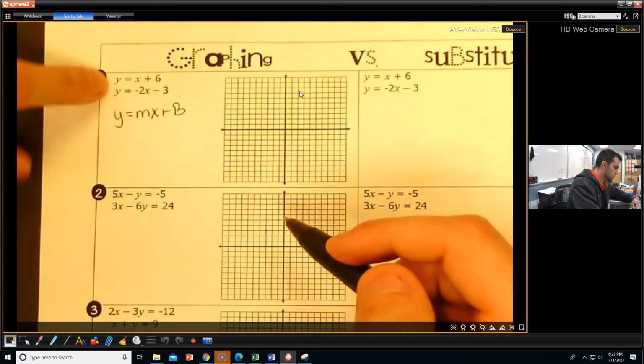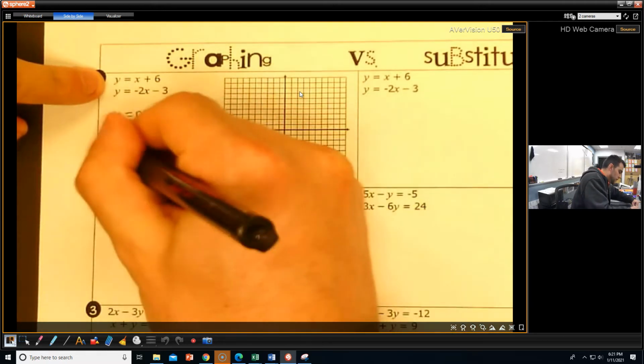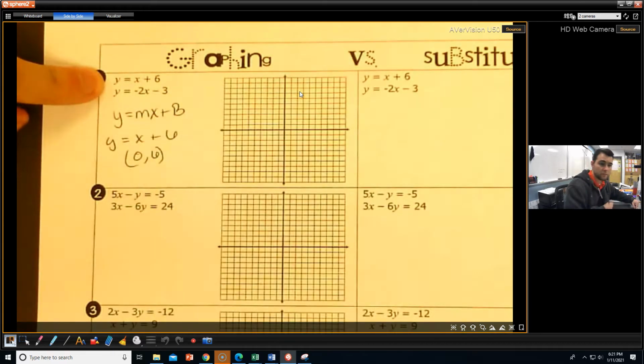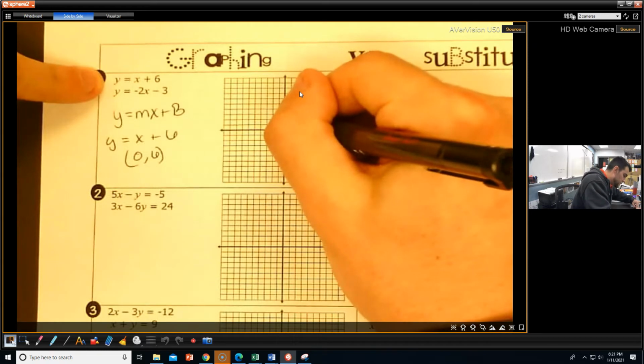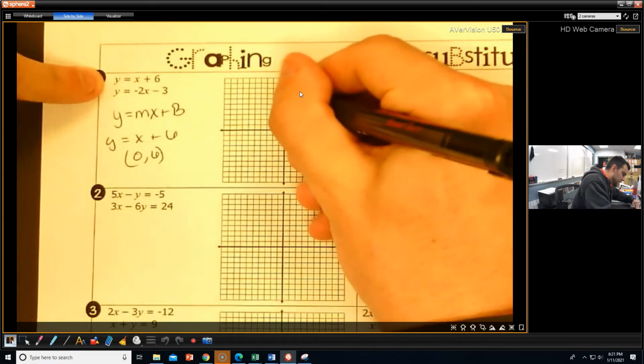I'm going to start with the first equation, y equals x plus 6. So I know that my first point is going to be at (0, 6). That's where I'm going to start. So I'm going to start up here at (0, 6). And now I need to use my slope.